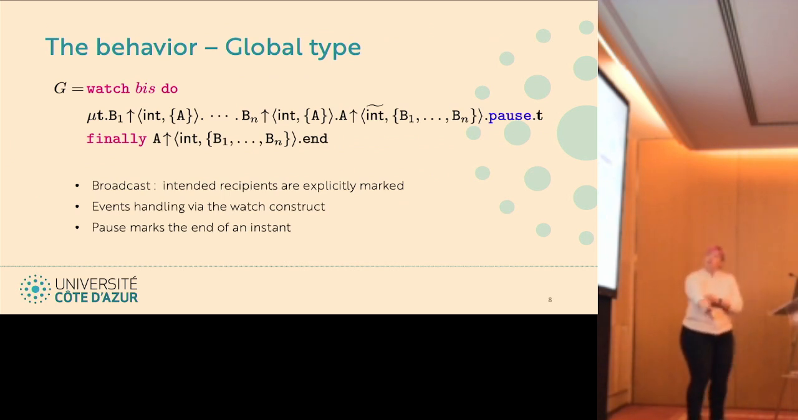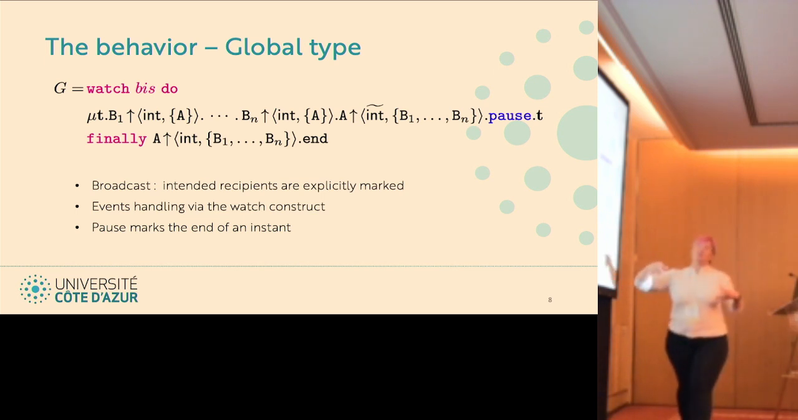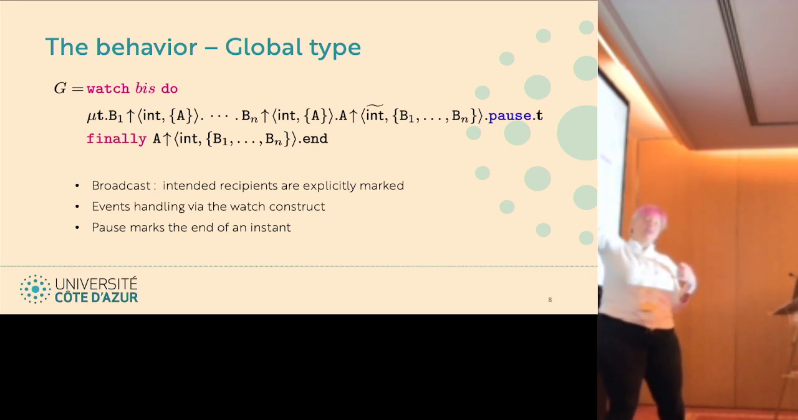So what is the behavior of the protocol? Let's forget for a moment the colored parts. This is the global behavior. Each of the bidders, b1 to bn, will send their bid to the auctioneer, and then the auctioneer will reply with the maximum. And the idea is that at a certain point, we will decree a winner, and then we will end.